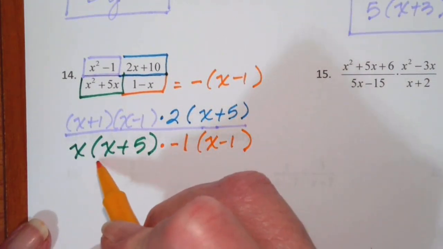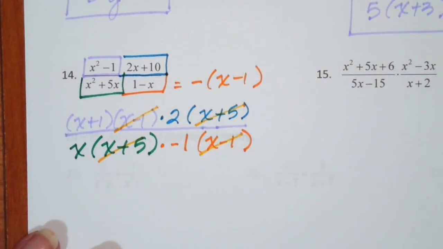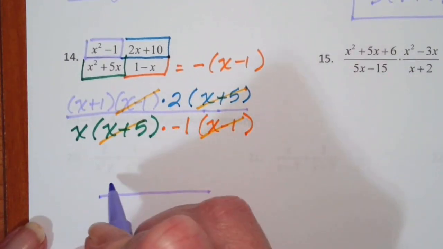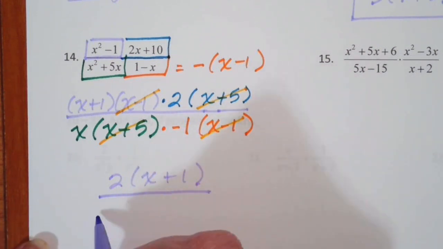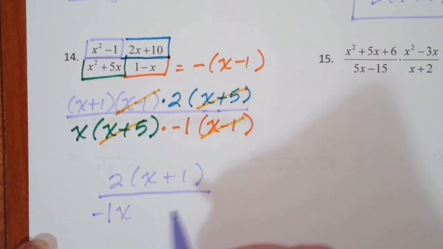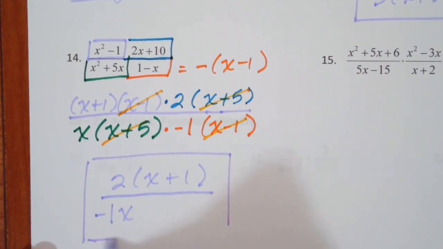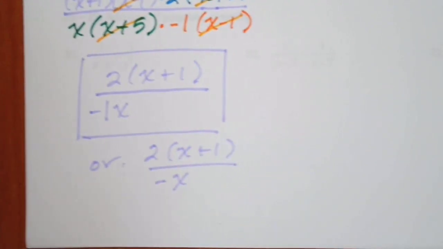So let's see what I've got here. I've got a common factor of x plus 5, and I have a common factor of x minus 1. So in my numerator, I have a 2 times x plus 1. In my denominator, I have a negative 1x. Oh, and that's it. So that would be my final answer. Or I could just write 2 times x plus 1 divided by negative x. Either one, oops, I'm sorry, you can't see that. Either one of those is fine.